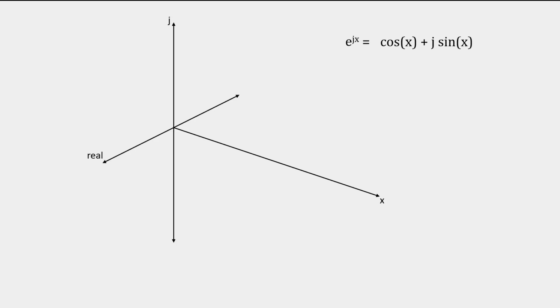But this is not a simple y is equal to f of x kind of equation. We have an x-axis, but our function e raised to the power jx can result in complex values. So we need a real and imaginary axis to represent that.